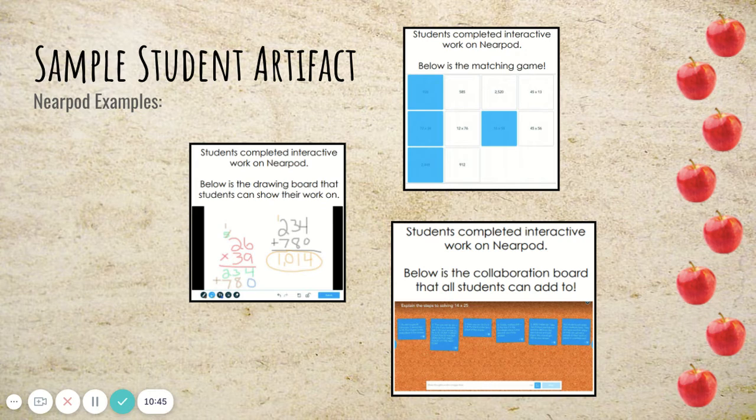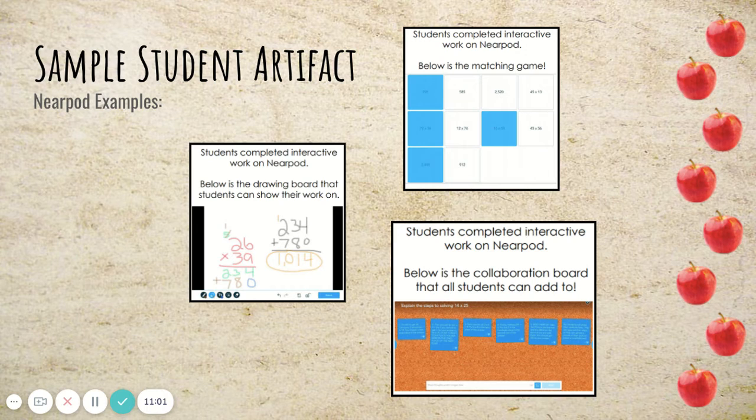Here you will see 3 examples of Nearpod activities that students will complete. First, you will see the matching game. Students will click on 2 boxes that go together. One is a multiplication problem, one is a product. They will light up blue if they are correct.